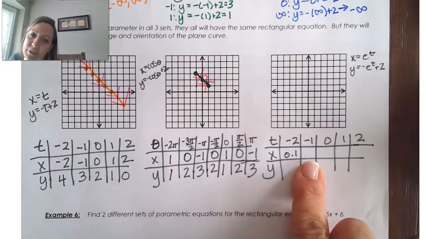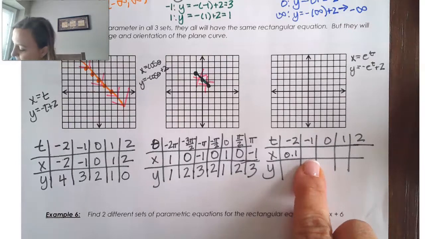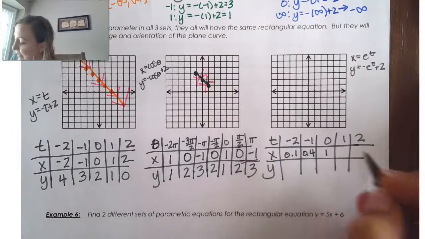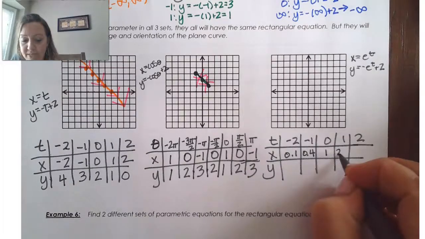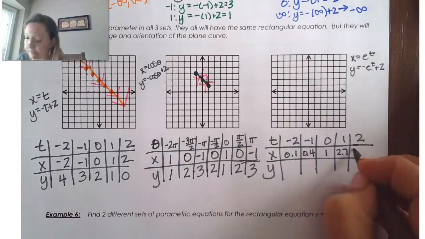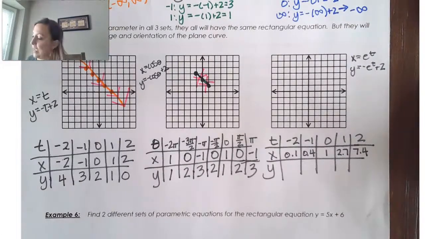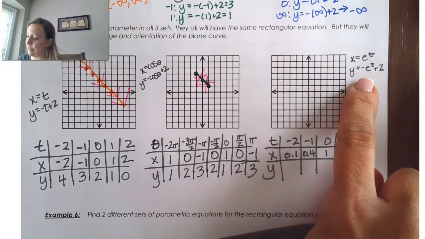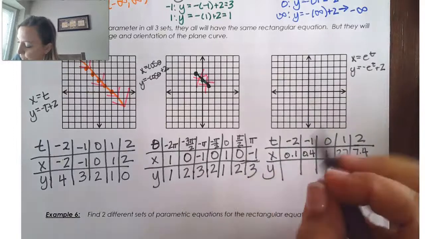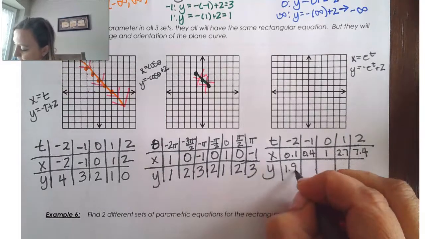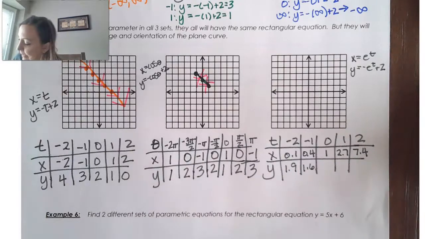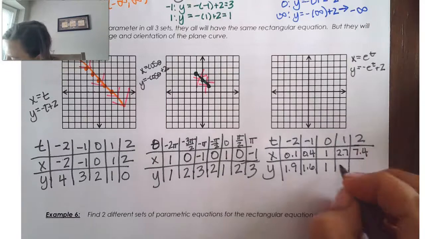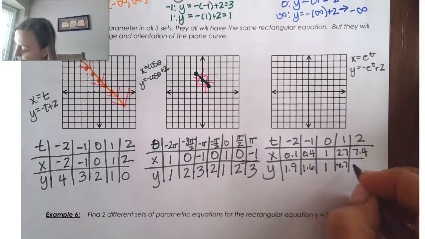So then what we would do is do the same thing. e to the negative 1 ends up being about 0.4. e to the 0, of course, is 1. e to the 1, of course, is 2.7. And then e to the second is about 7.4. Okay. Now we're going to take the opposite of each of those and add 2. So negative 0.1 plus 2 is 1.9. Negative 0.4 plus 2 is 1.6. Negative 1 plus 2 is 1. Negative 2.7 plus 2 is negative 0.7. This would be negative 5.4.